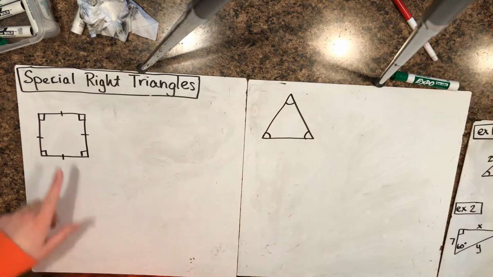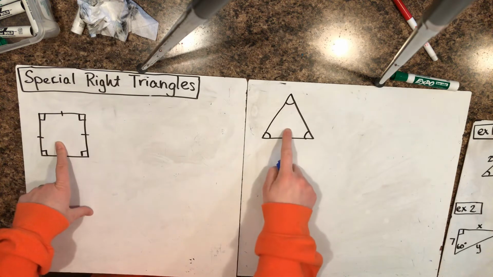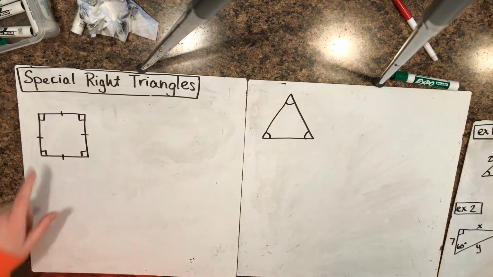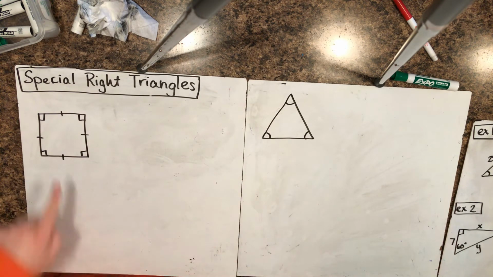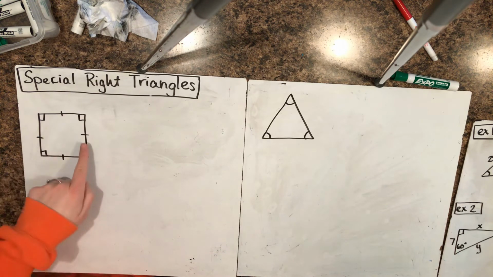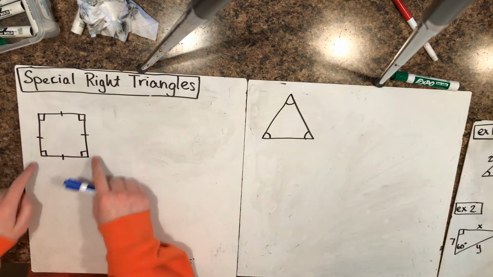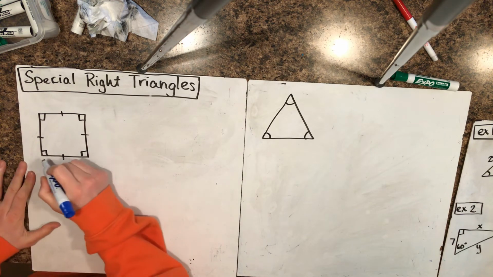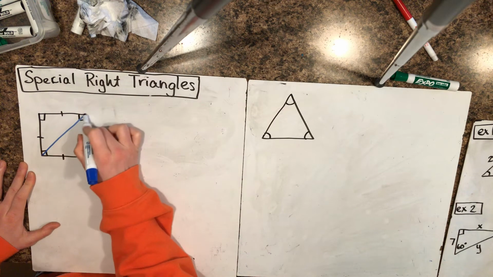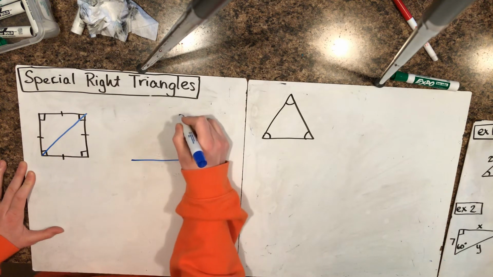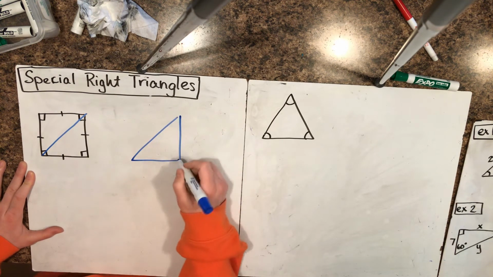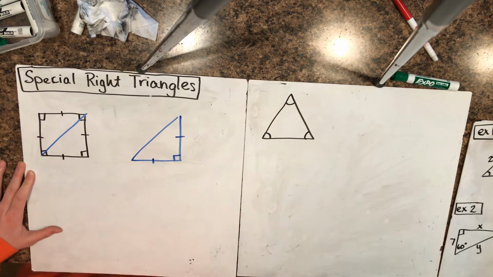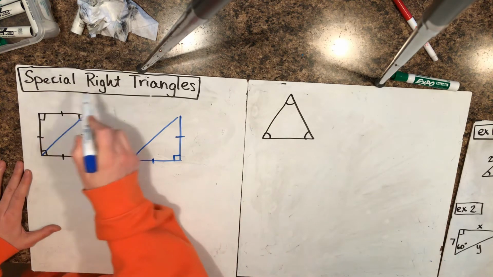So, obviously what we're looking at here are not right triangles, but they're very, very familiar shapes to us. This one, because it has four congruent sides and four right angles, we know that it's a square. So if I were to cut my square in half, okay, and only focus on half of a square, what do we know about that special right triangle?